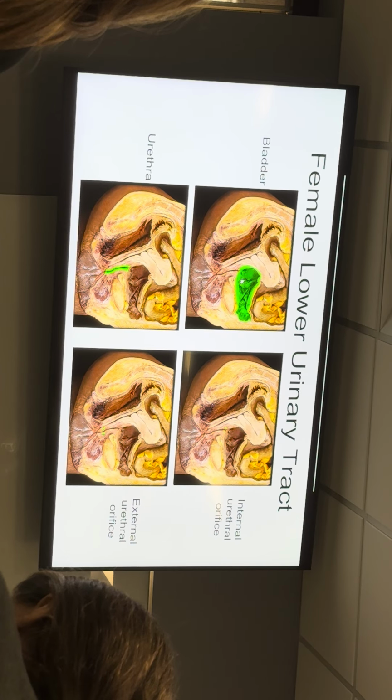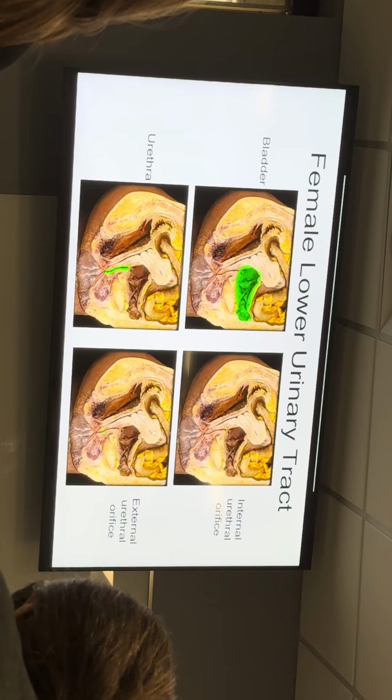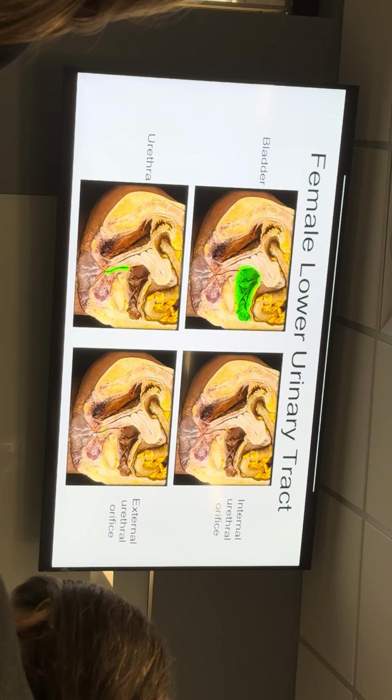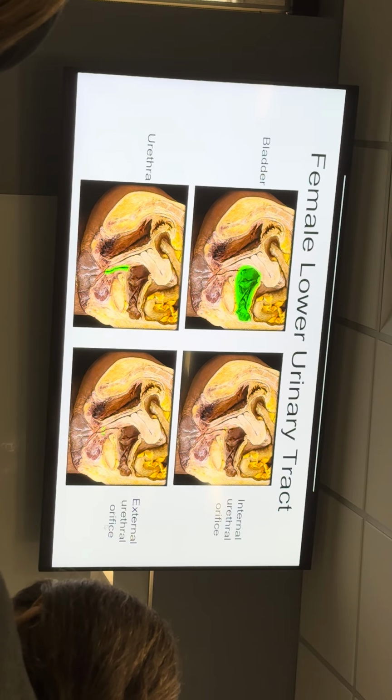In a woman, you have bladder, urethra, internal urethral orifice, external urethral orifice with sphincters around them. Really, these are the sphincters, because that's the orifice, and that's orifice. That's a typo. These are sphincters.